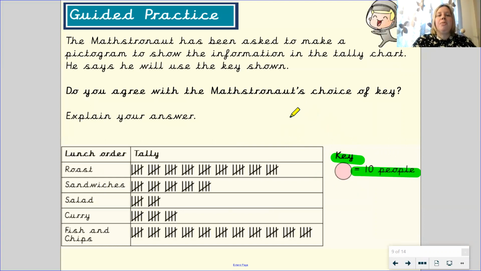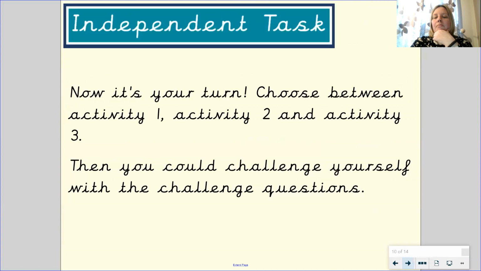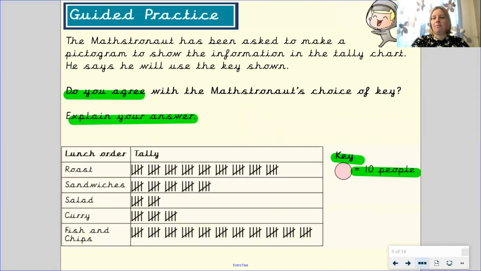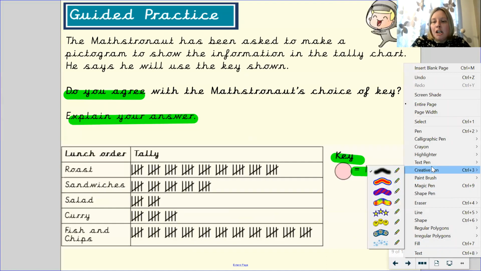Do you agree with the astronaut's choice of key? So you've got to decide if you agree with the astronaut, and you've got to explain your answer. So I want you to pause your video and have a little think to see if you agree with the astronaut, and then we'll have a look at it together. So let's have a look. What did you think?